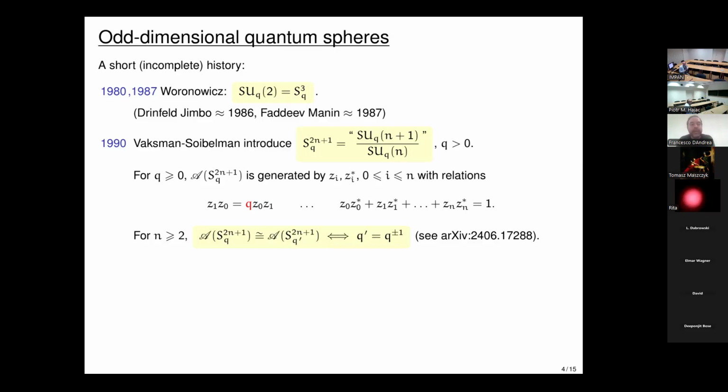Okay, so if n is equal to 0, here should be n greater or equal than 1. If n is equal to 0, you have only one generator. So this algebra is commutative.